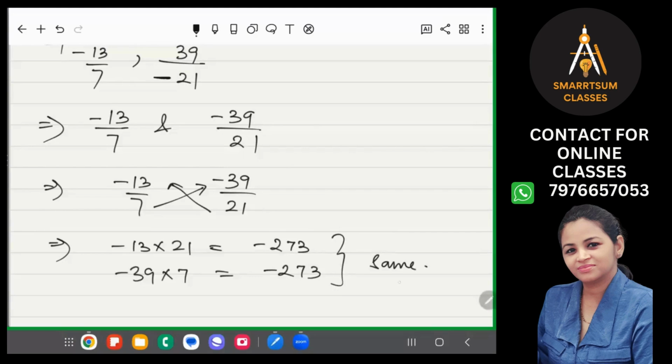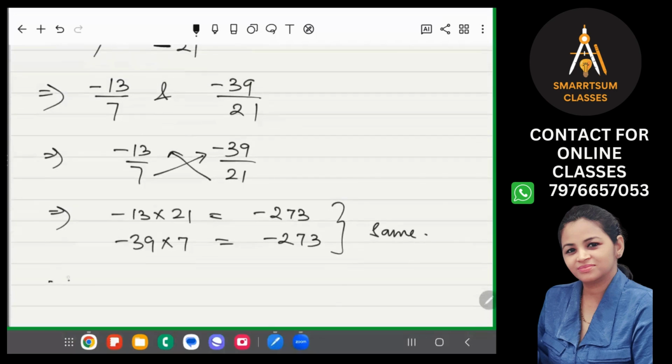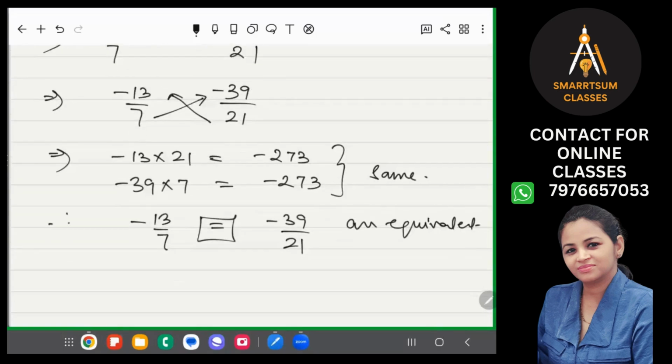Minus 273. So both are the same. That means they are equivalent rational numbers. Both are equal. So minus 13 by 7 is equal to minus 39 by 21. Both are equivalent rational numbers. In this way, you can find out whether the given rational numbers are equivalent, greater than, or smaller, which one is greater and which one is smaller. Everybody getting this?